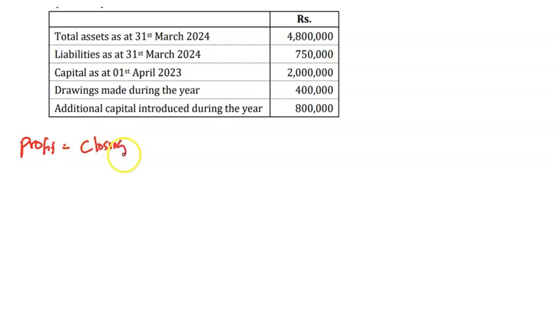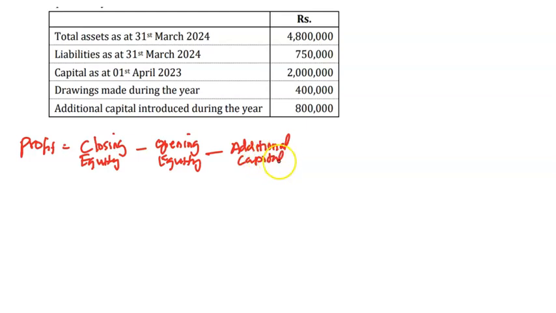closing equity minus opening equity minus additional capital plus drawings, right? So you can identify your profits or losses using this equation, right?